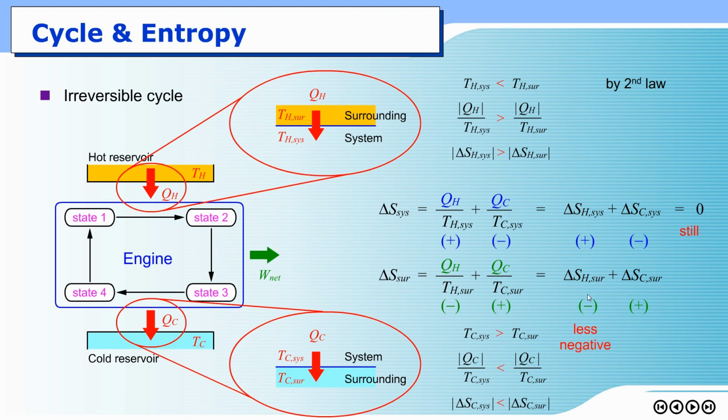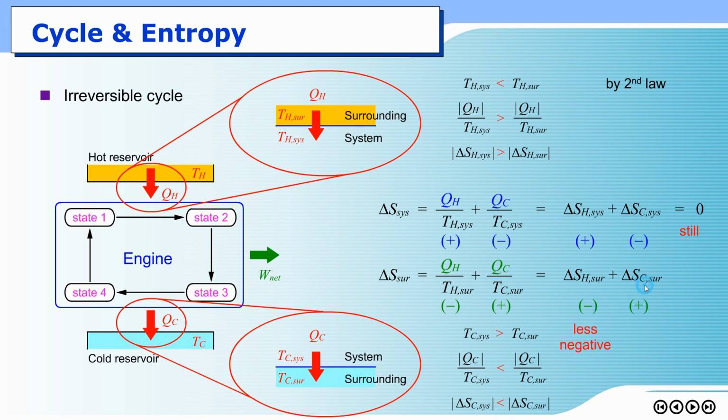But this term, on the other hand, delta S of the surrounding, will become less negative. Why is it less negative? If you look at this relationship, it says that delta S_H of the surrounding is smaller than the delta S_H of the system. So the magnitude of this term is smaller than the magnitude of this term. It's smaller, but by sign it is negative, so therefore it should be less negative.